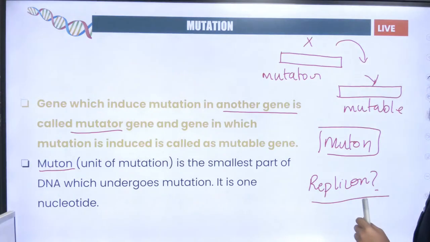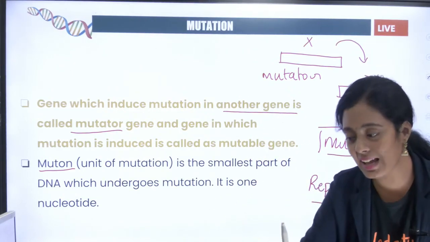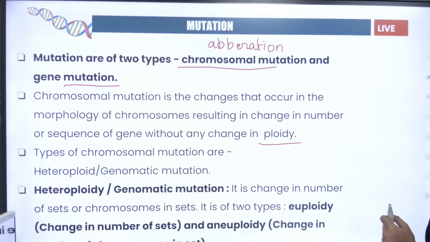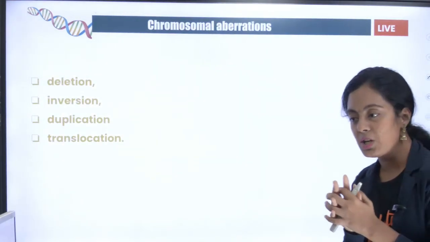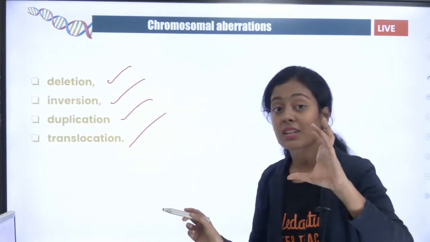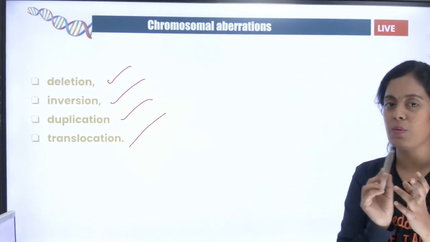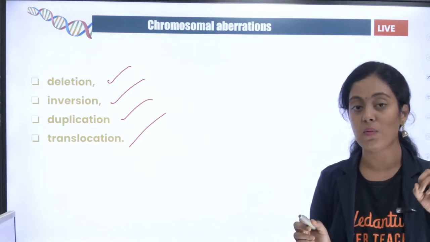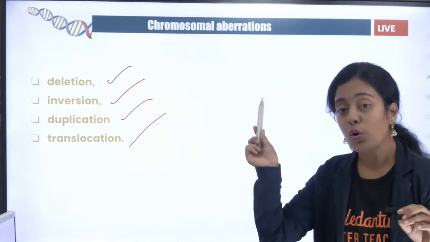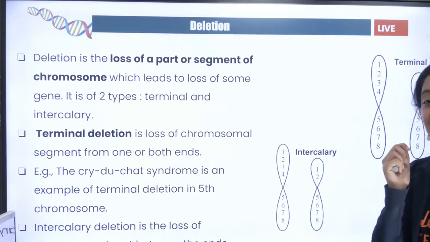What is replicon? Replicon is a unit of replication. It is a place in your DNA where replication takes place. Now the different types of mutation: you have deletion, inversion, duplication, translocation. The words are self-explanatory. What you need to understand is the chromosomal level. In the chapter molecular basis of inheritance, I spoke about a segment. Here I am talking about the chromosome, the mutations that happen in the chromosome.